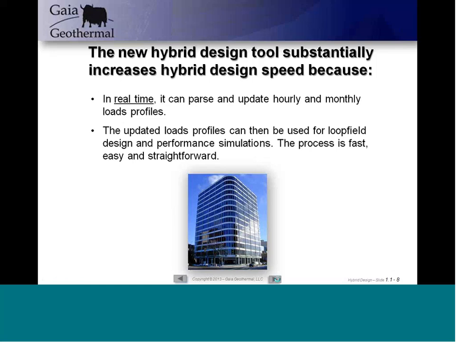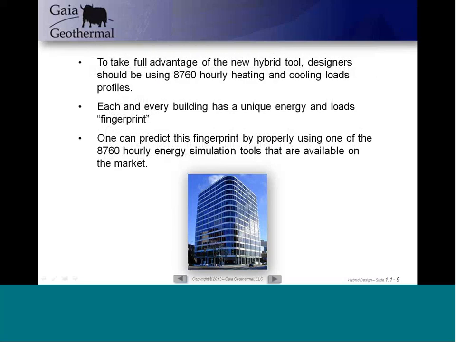So to take full advantage of the new hybrid tool, designers should be using 8760 hourly heating and cooling loads profiles. As you may know, each and every building has a unique energy and loads footprint. One can predict this footprint by properly using one of the 8760 hourly energy simulation tools that are available on the market. So a few examples: eQuest, Trane TRACE, CareHap, the IESVE, there's a range of them. And this is really the gold standard that we see people using these days.